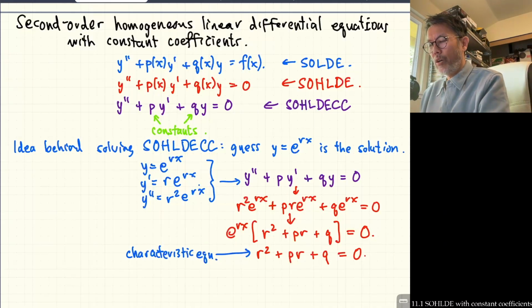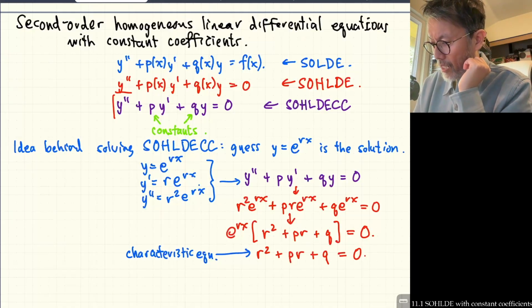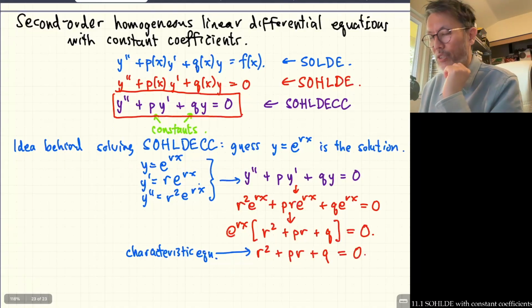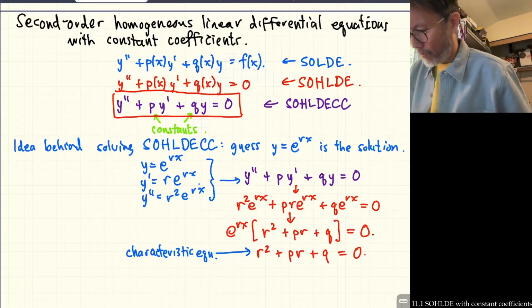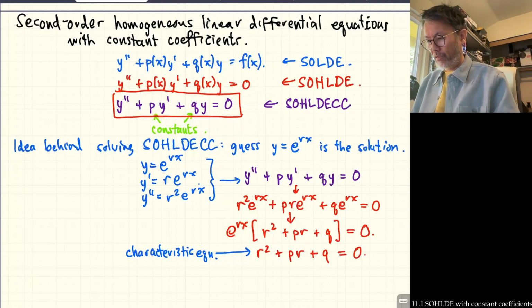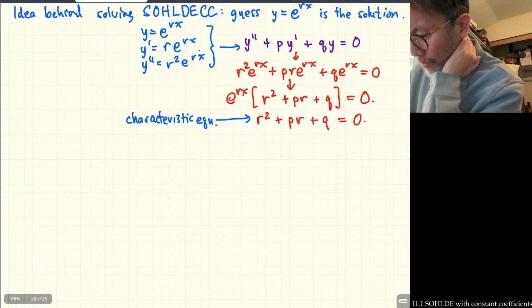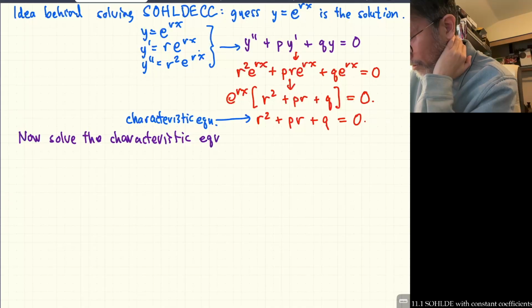The characteristic equation associated to our second order linear differential equation with constant coefficients. This is homogeneous, yeah? Good. Now, we solved this. So now, solve the characteristic equation. And I'll do an example in just a second, but just relax.